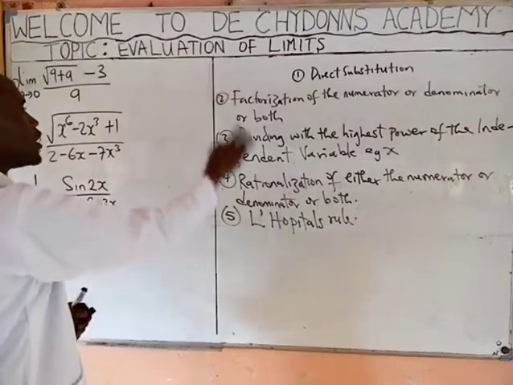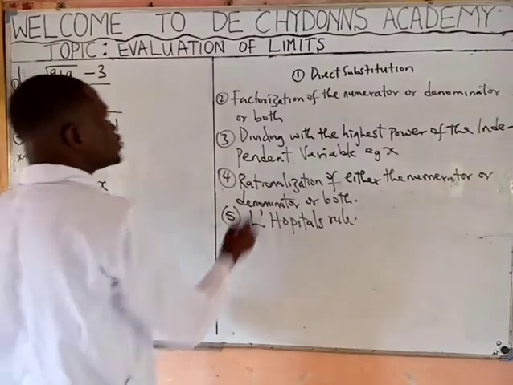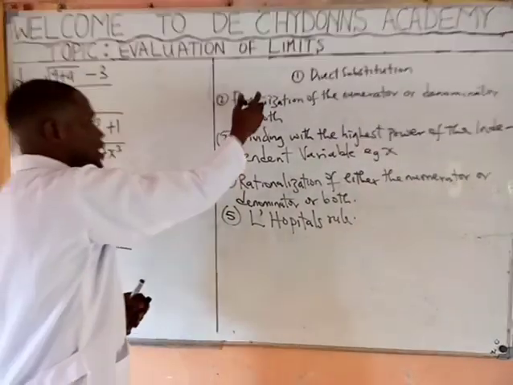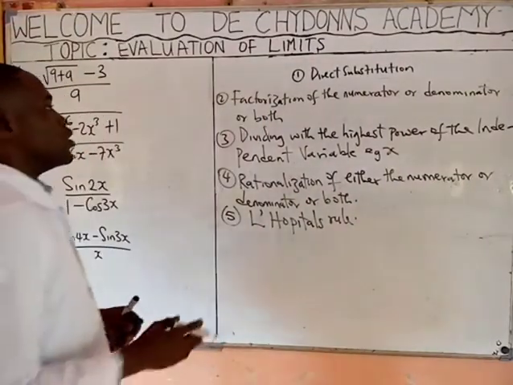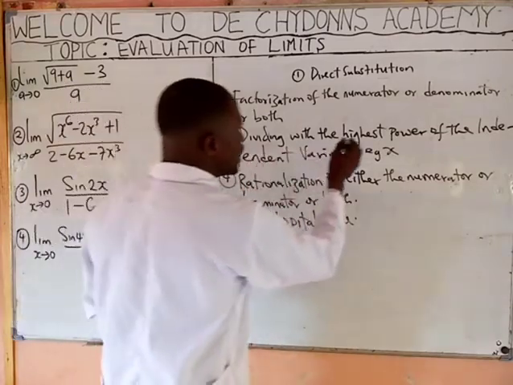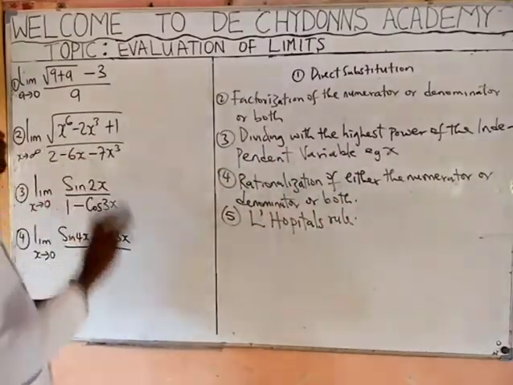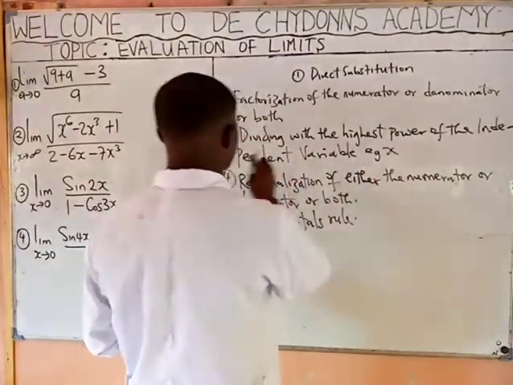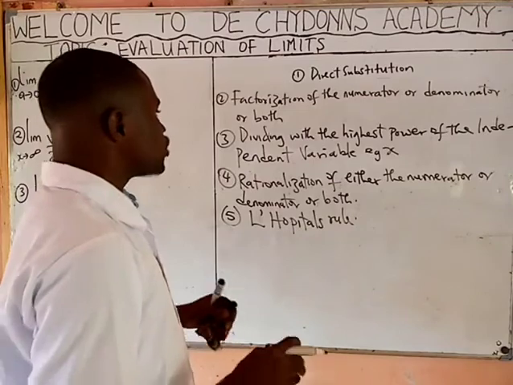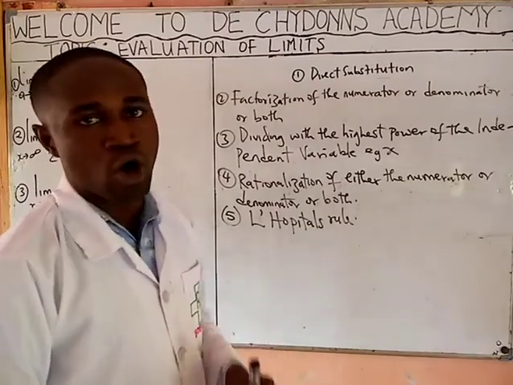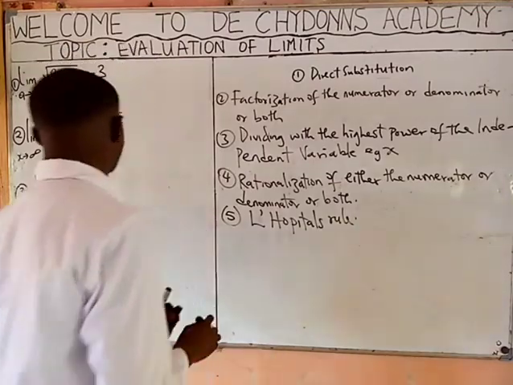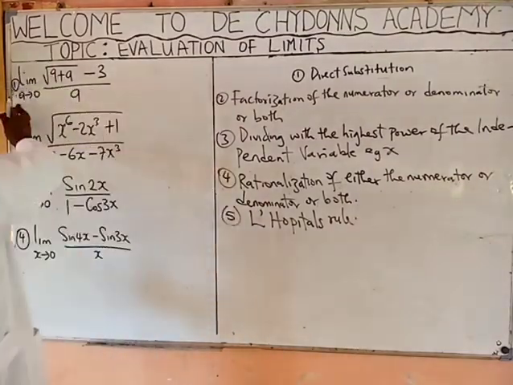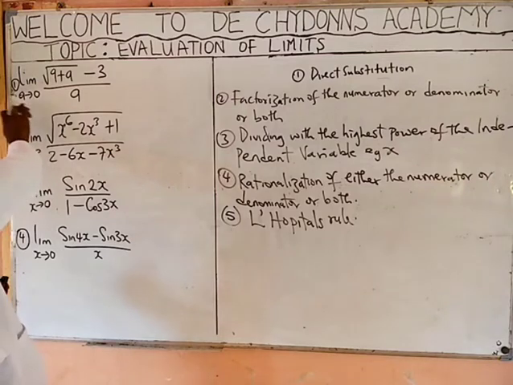So these are the possible methods one can use. Once you use direct substitution and it did not work out, use any of these rules. Rule number 3, divide with the highest power of the independent variable, is only used when x is tending to infinity. So what you do first, like question number 1, they say that a is tending to 0.